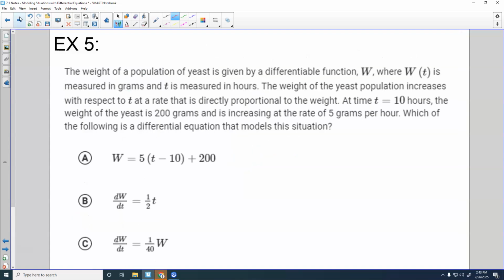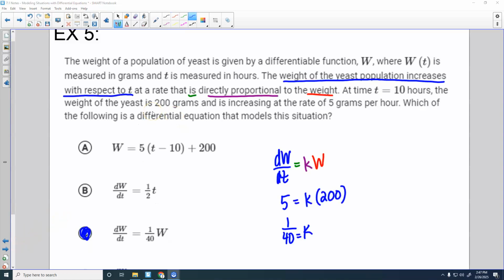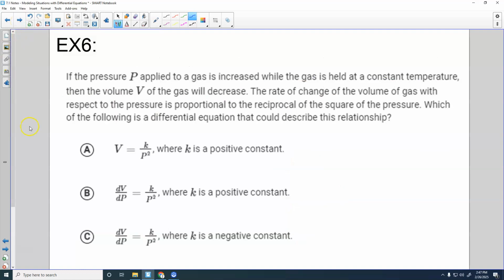All right. Try this one. It's a lot like number 2. Questions there? Okay. Last one.